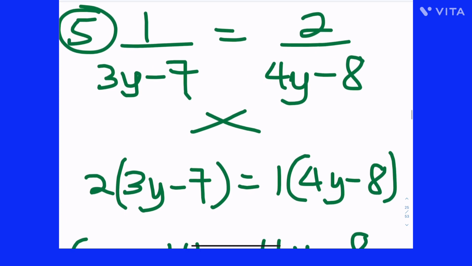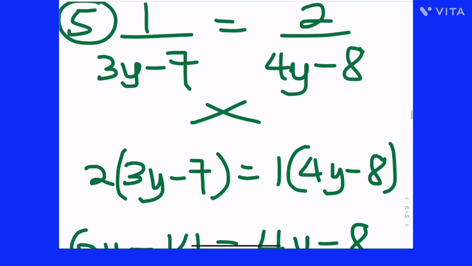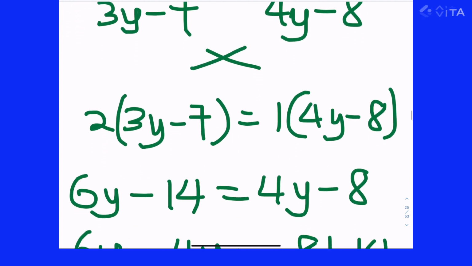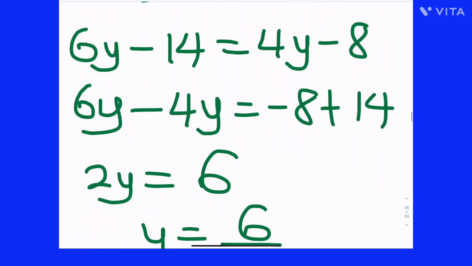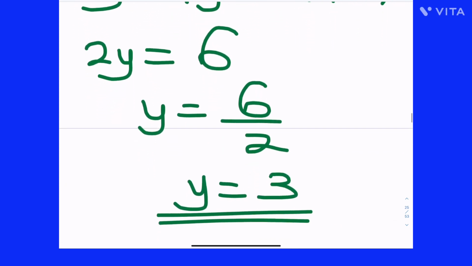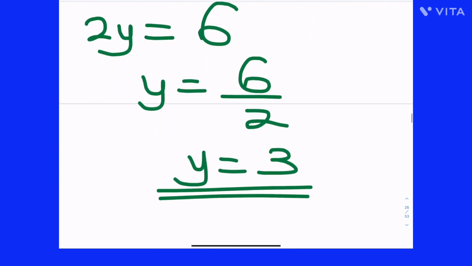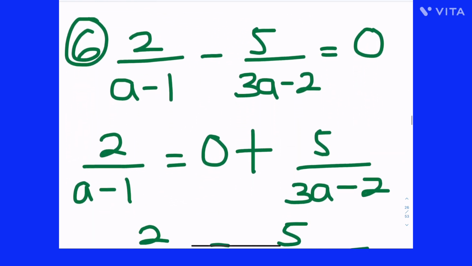So inspect. Everything in this exercise is very easy. Cross multiply, remove brackets, collect like terms, equate your steps to the constant on the right and divide both sides by the coefficient of the unknown. Number 6 is slightly different.